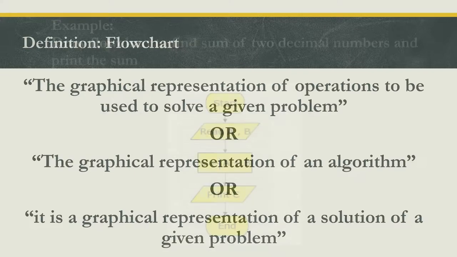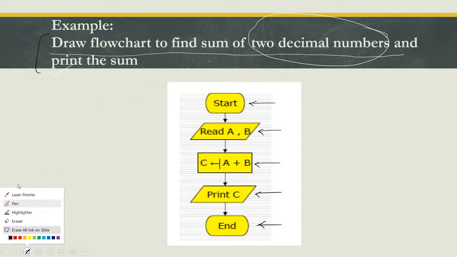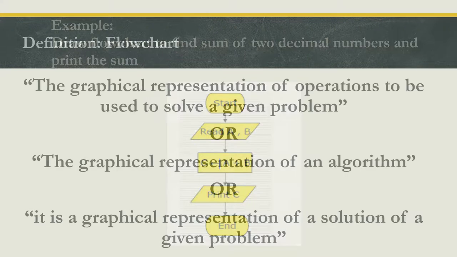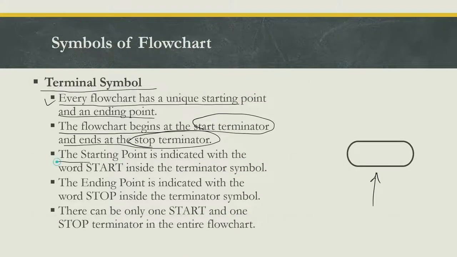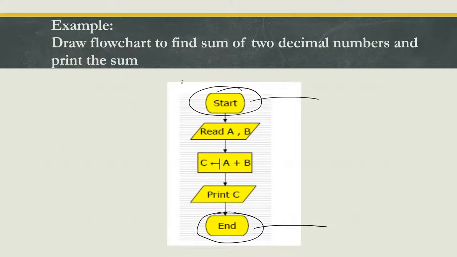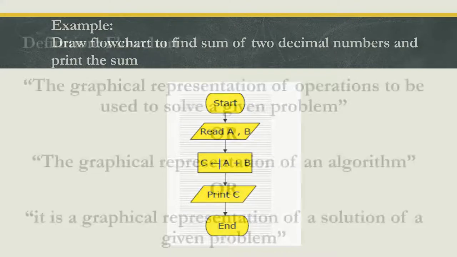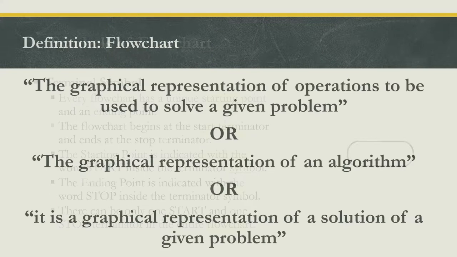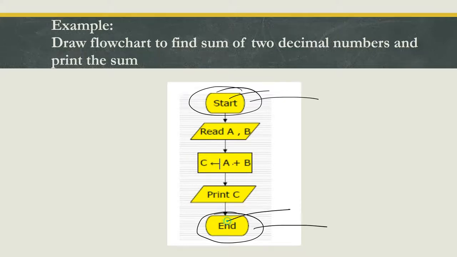Let me show you in the previous example. You can see this is a terminal symbol, this is also a terminal symbol, this is called the starting terminator, and this is called the ending terminator. The starting point is indicated with the word start inside the terminator symbol. You can see in the previous example, start is written in the terminator symbol. The ending point is indicated with the word stop inside the terminator symbol. You can write either end or stop. Both are the same, right?